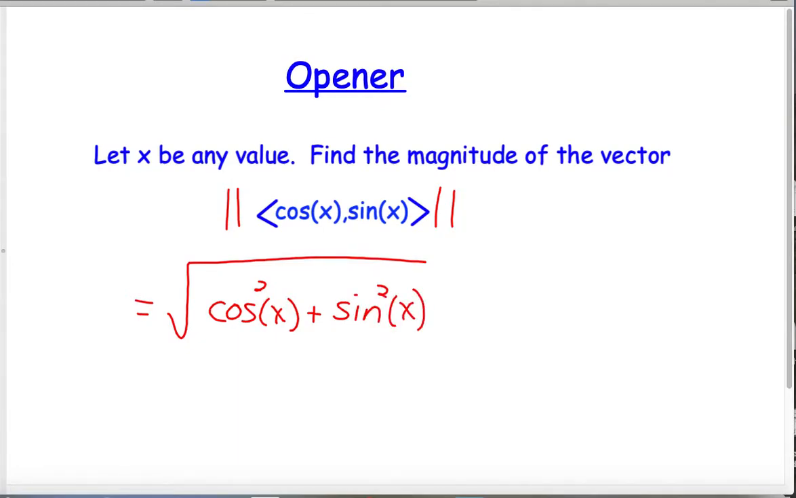And hopefully when you see that, some bells go off and you say, wait a minute, that's a Pythagorean identity. Cosine squared plus sine squared is 1. And the square root of 1 is 1. And so that's the magnitude of that vector.